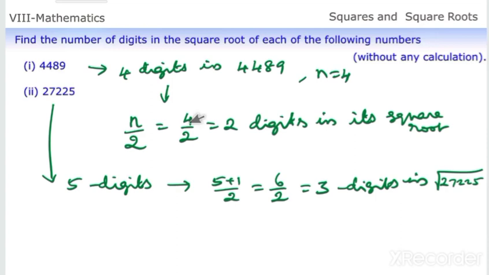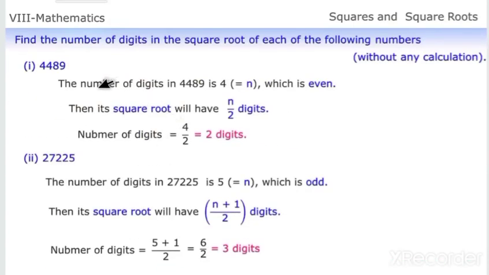So you can see that here the number of digits is 4, which is even. Then its square root will have n by 2 digits. Therefore 4 by 2 is equal to 2 digits. The number of digits in 27225 is 5, which is odd. Then its square root will have (n plus 1) by 2 digits. So (5 plus 1) by 2 is equal to 6 by 2, that is equal to 3 digits.